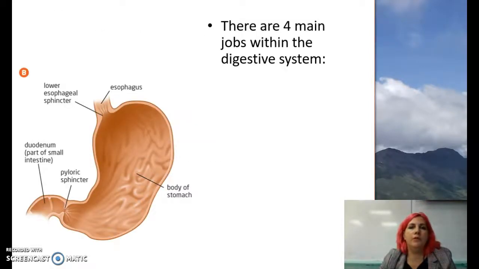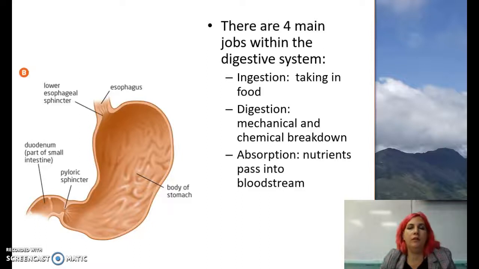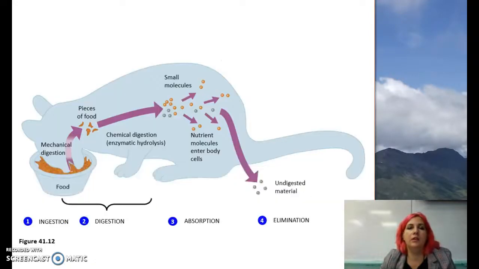All right, there are four main jobs within the digestive system. The first job is ingestion, taking in food. Digestion, the mechanical and chemical breakdown of that food. Absorption, nutrients passing from the digestive tract into the bloodstream. And elimination, the removal of wastes.